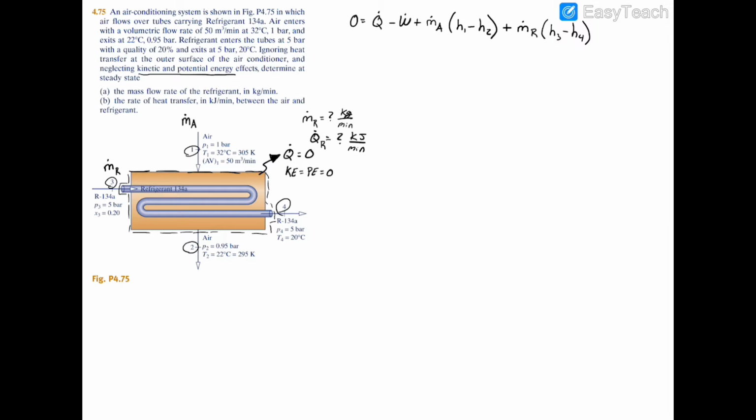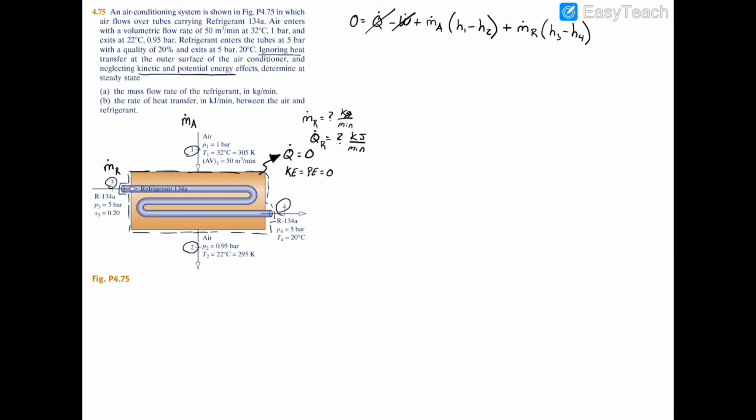Now, if we move a step further with this equation here, we're also told to ignore heat transfer. So therefore, we have no heat transfer. And then if you look at this device here, it's just an air conditioning system, it's more or less just a heat exchanger, right? So you have no shaft that's going to either emit or accept power. So it's not a compressor, it's not a turbine, it's not a pump. So we can neglect our power as well.